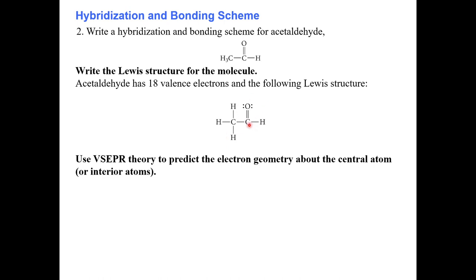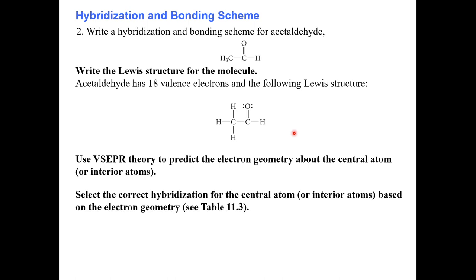The rightmost carbon has 3 electron groups. So this carbon is trigonal planar. Now let's figure out hybridization using table 11.3. For something that has 4 electron groups, that would be sp3 hybridized. So the leftmost carbon is sp3 hybridized. The rightmost carbon would be sp2 hybridized to represent the 3 electron groups.